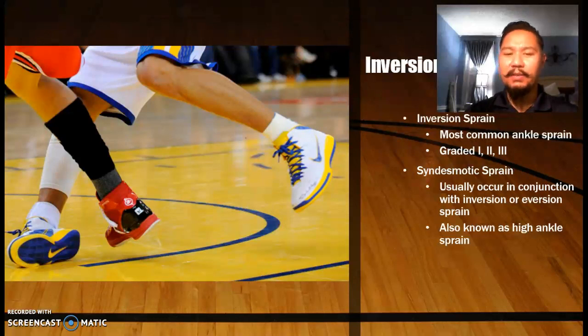Anyways, it's graded as 1, 2, and 3. Grade 1 is just minor tears. Grade 2 is partial tears. Grade 3 is, I believe, 75% torn to a full tear. It can also be coupled with a syndesmotic sprain, which is the high ankle sprain. However, you won't see the high ankle sprain without having the lower sprain. So they come together.